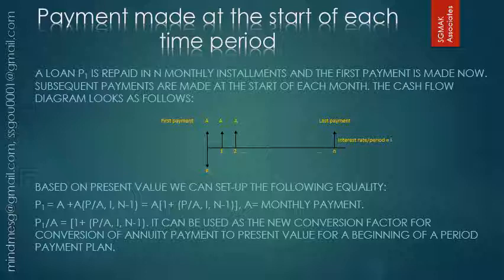So once you solve this equation, P1 is known, i is known, N is known. You can find out the annuity payment now, the monthly payment. So P1 over A, that expression 1 plus (P/A, i, N-1), that's the new factor now. You can use that as a new conversion factor for conversion of annuity payment to present value for a beginning of a period payment plan.